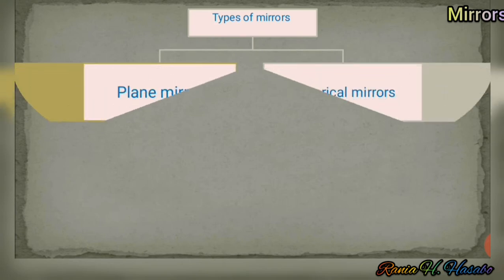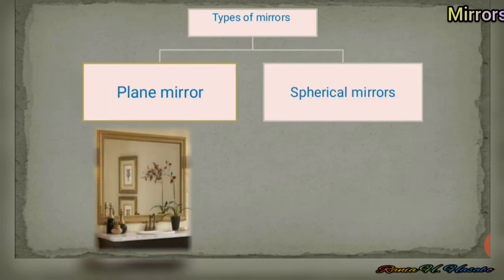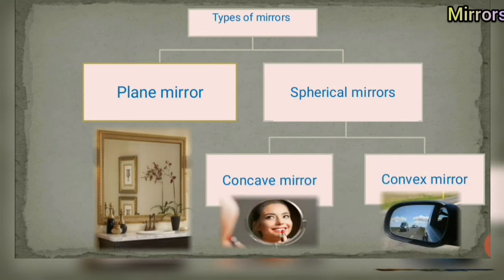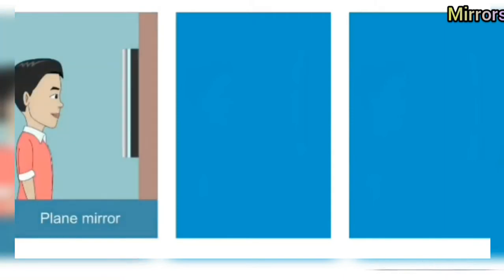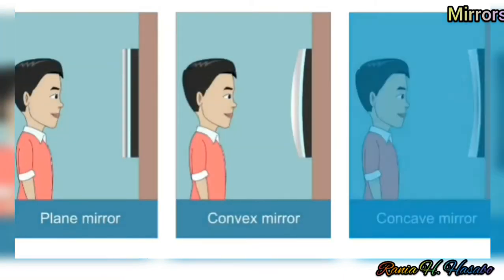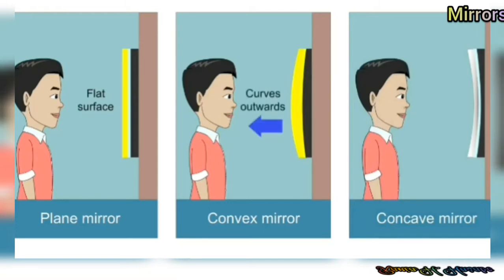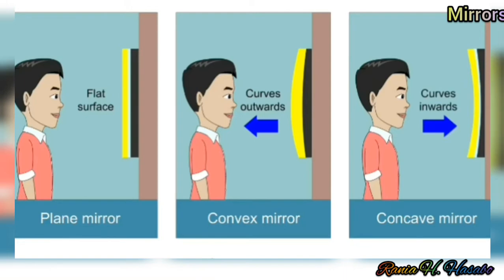Mirrors are divided into two main types. The first one is the plane mirror and the second is the spherical mirror, which is divided into concave mirror or convex mirror. We have a plane mirror, convex mirror and concave mirror. A plane mirror has a flat surface, while a convex mirror has a surface curved outward and a concave mirror has a surface curved inward.